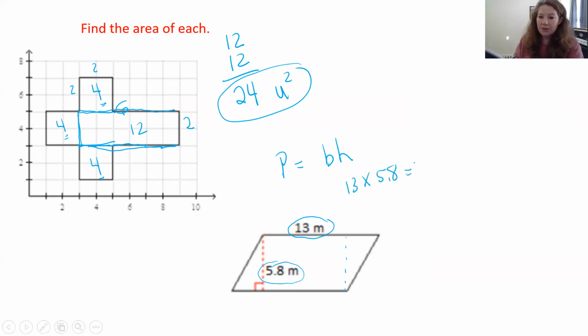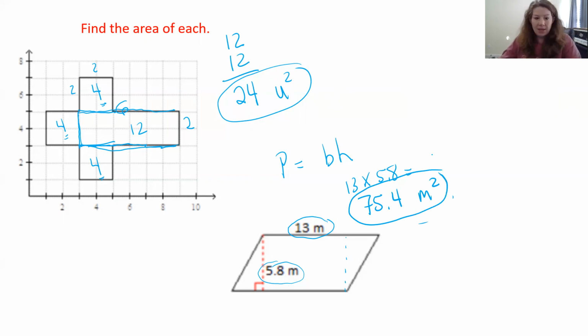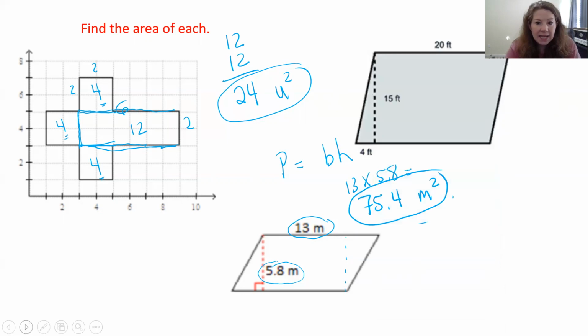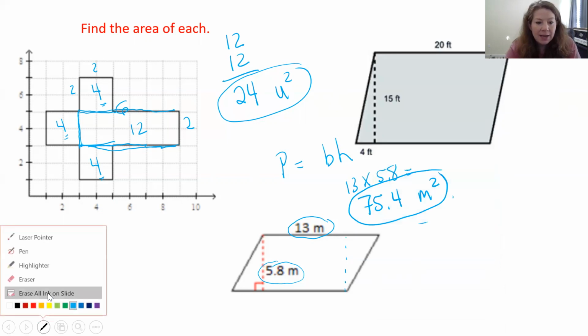So 13 meters times 5.8 meters is 75.4 meters squared. Okie doke. All right. You have anything else on this slide? Yes, we do.